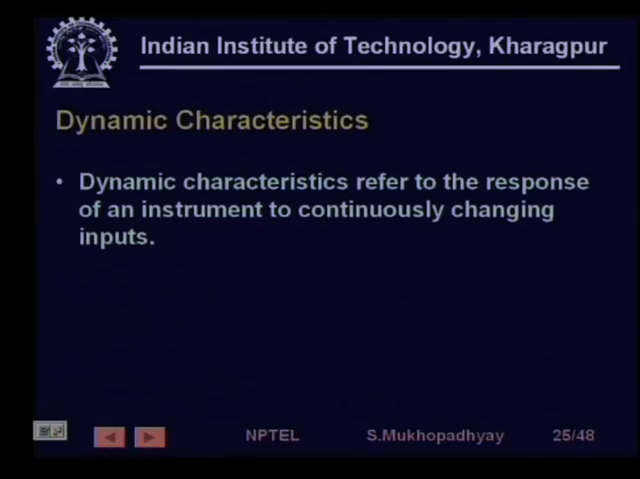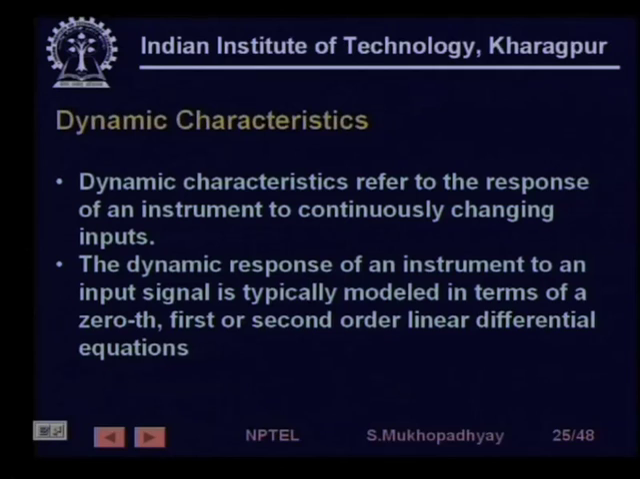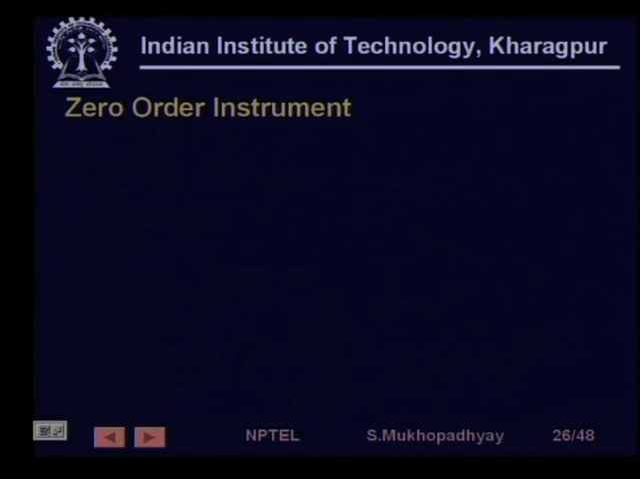But we have to talk about the dynamic characteristic of the instrument when the input is not steady. So, the input is continuously changing, and the dynamic response of an instrument to an input signal is typically modeled in terms. So, now we have to worry about that if the input signal suddenly changes from some value to some value, how is the output signal going to change? We are not only concerned with the new steady state value that the output signal will achieve, but we are also concerned with how it is going to achieve that over time. So, when we talk about such characteristics, we talk about the dynamic characteristics of instruments.